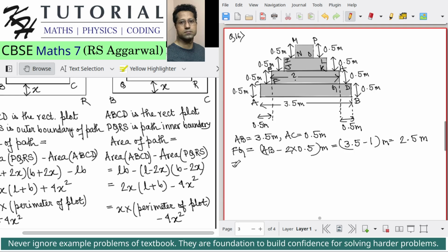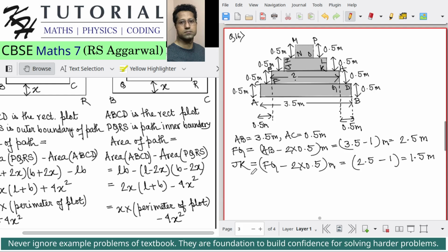That is the length of the rectangle above the rectangle EFGH, that is the length of the third largest rectangle JK, will be FG minus 2 multiplied by 0.5 meter, and FG is nothing but 2.5, and we have minus 1, which is 1.5 meter.